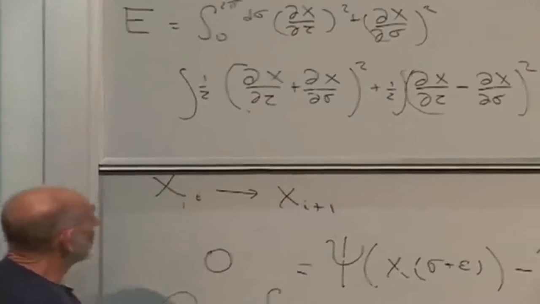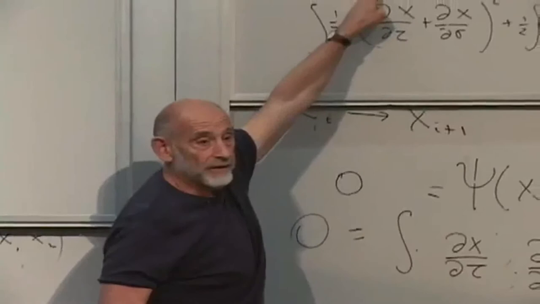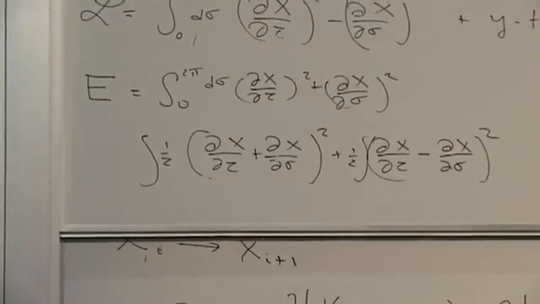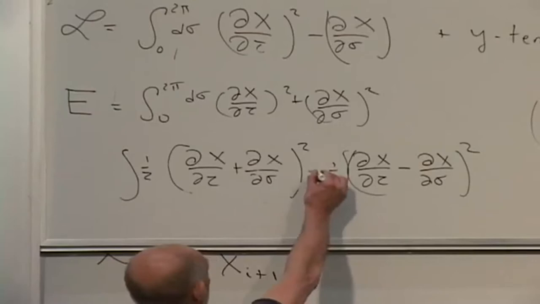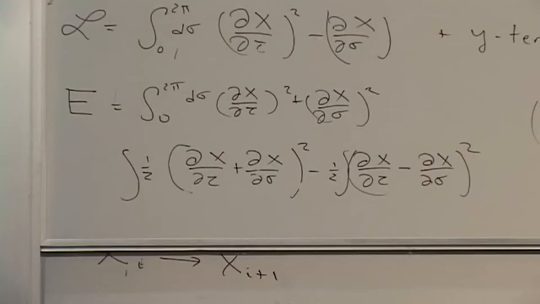The sum of the left moving energy and the right moving energy is just the energy. What about the difference of the left moving energy and the right moving energy? What's left over when you take the difference, instead of the sum? What's left? This.